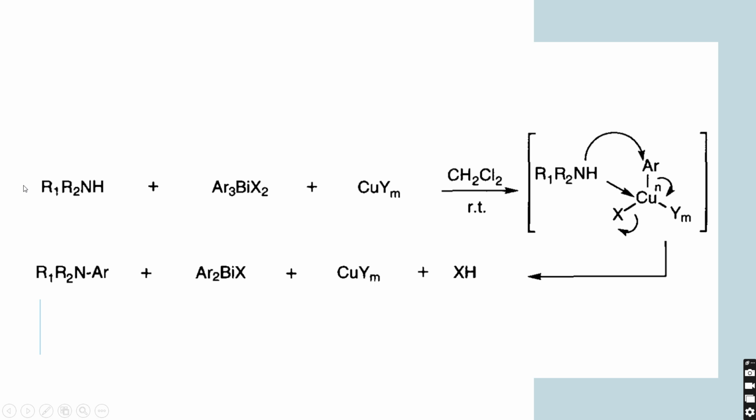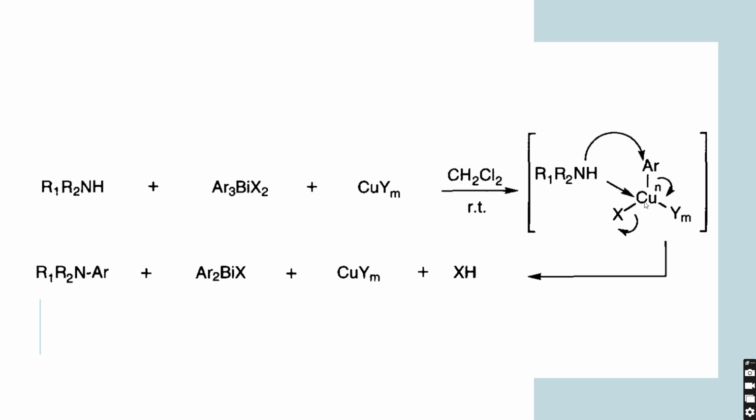So when you mix the substrate, aryl bismuth reagent, and the catalyst, you can expect the formation of this kind of intermediate, where you can see this copper center is attached to the aryl ring taken up from the bismuth center. And the amine center, which is NH here, is coordinating to this copper metal center.